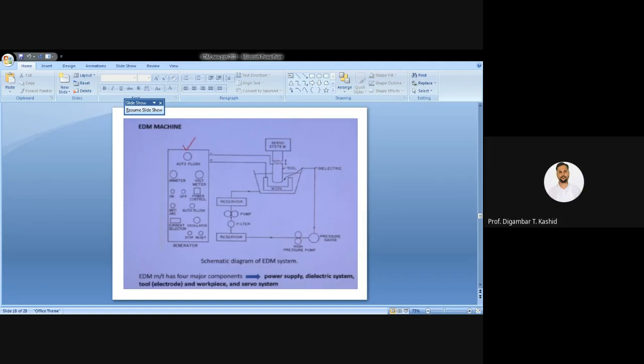Then we have jet flushing. Externally, like a nozzle, you can give a jet of dielectric fluid, and it can flush the debris particles present on the top surface of the workpiece. Last, we have the method of periodic cycling of the electrode. Through the electrode, that means the tool, you continuously apply the dielectric fluid and take it out. So these are the different methods of dielectric flushing. This is a very important point.